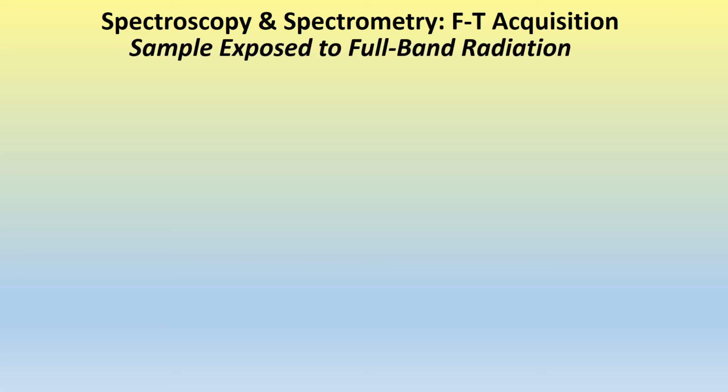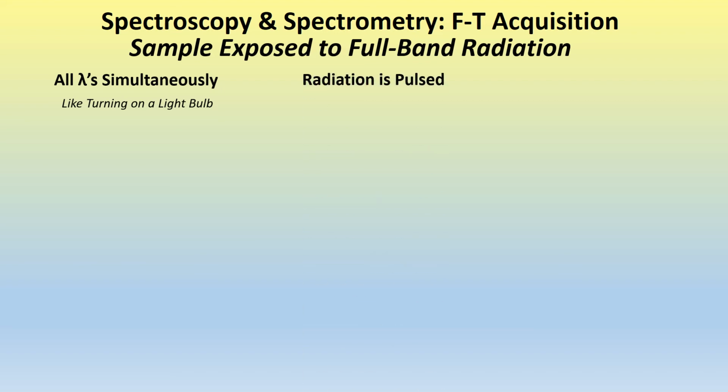Further looking at Fourier Transform acquisition, the sample is exposed to the full band radiation, meaning all wavelengths are simultaneously shown upon the sample, similar to turning on a light bulb. However, the radiation is pulsed. In this case, each pulse is a separate scan. Interference patterns are then received, spaced at constant timings.